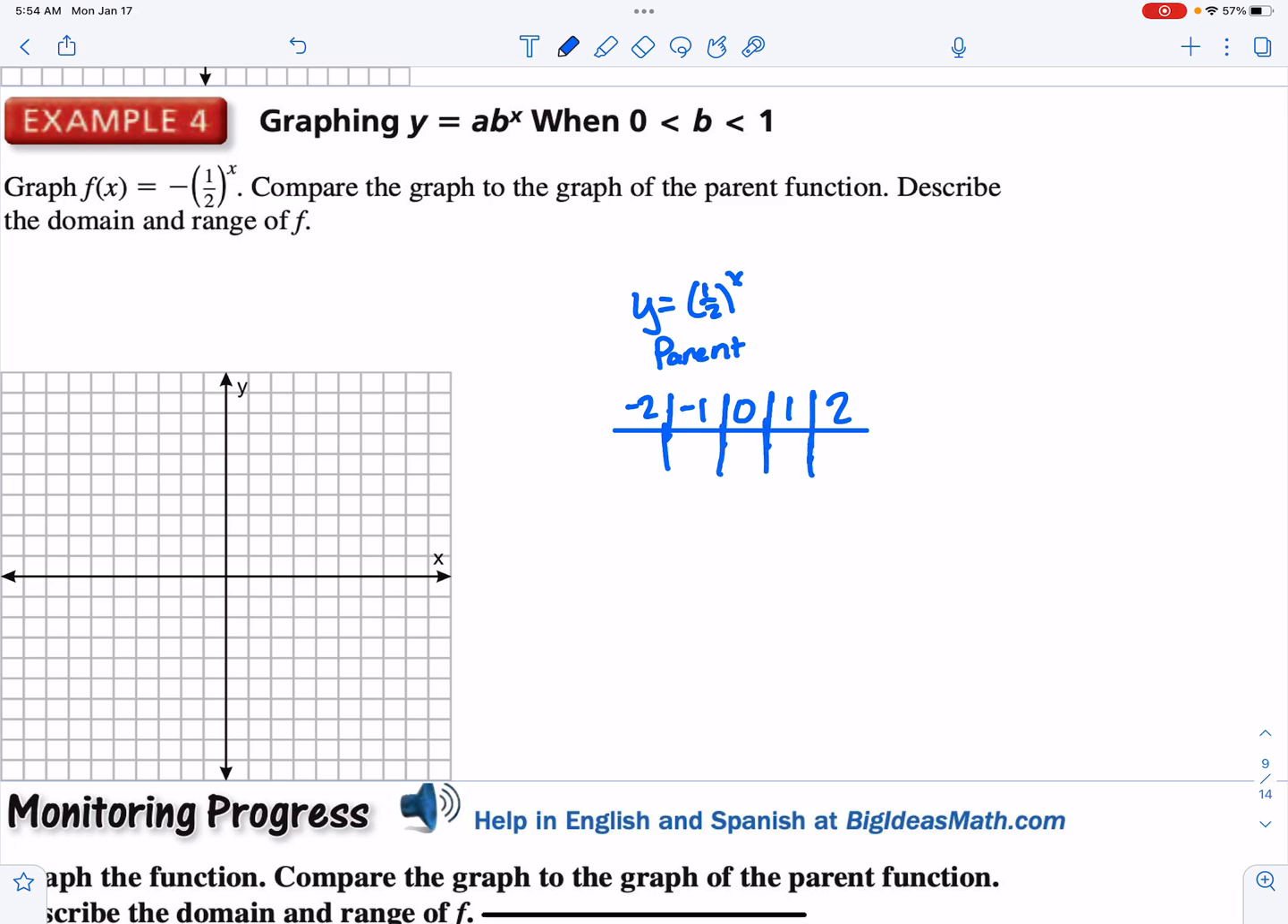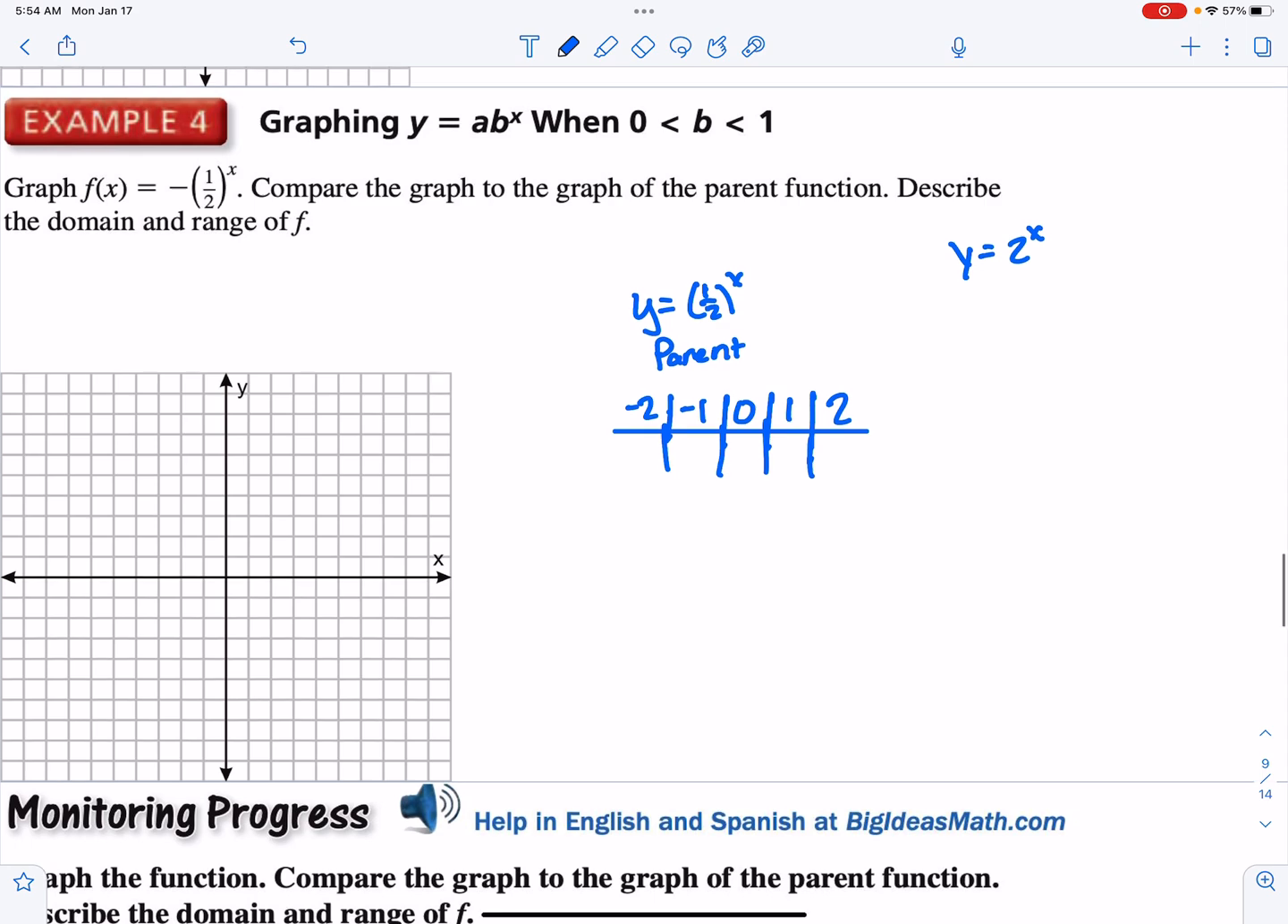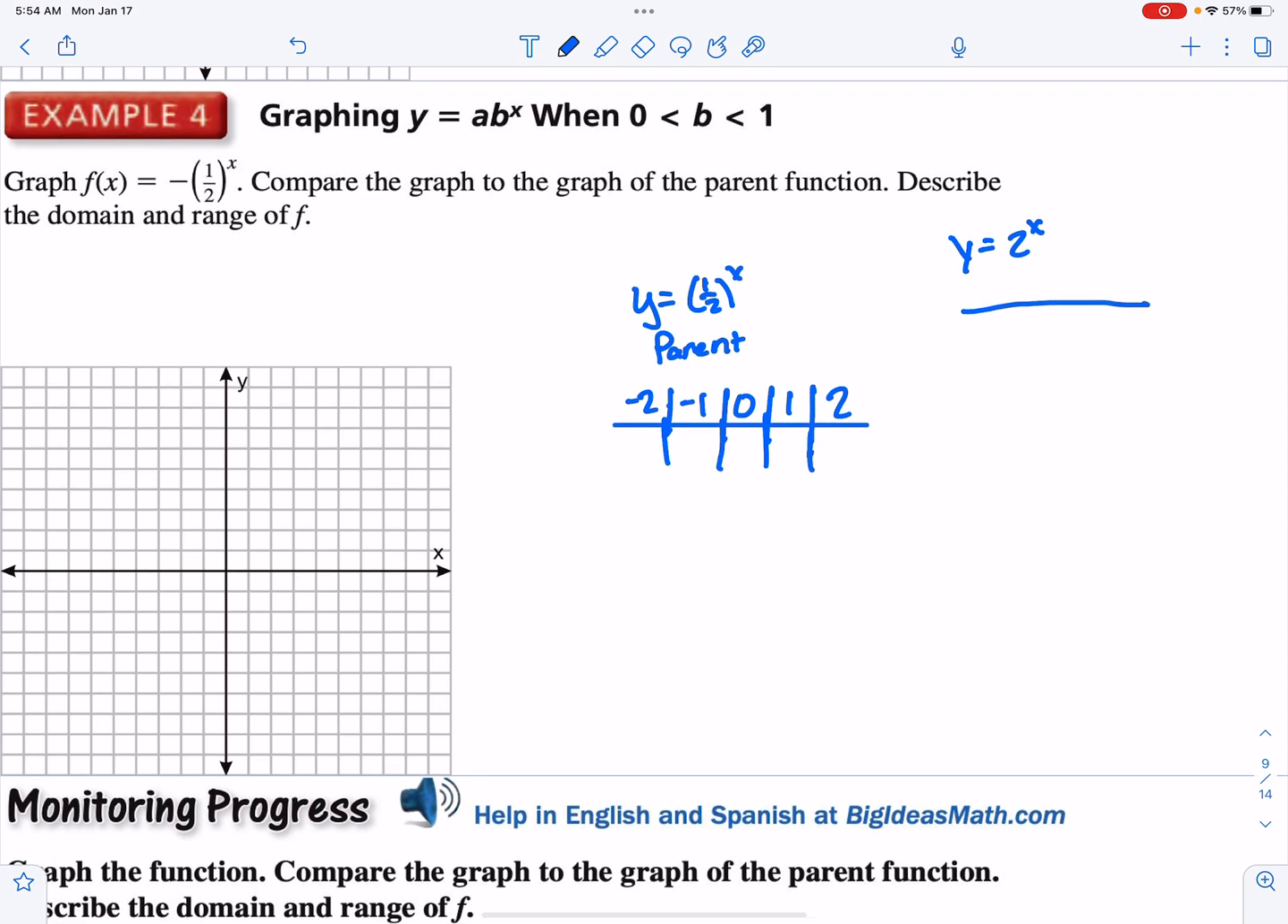Now, keep in mind, when we did the growth function, and I just slid past it, but you should have it in your notes. The growth function at -2, we were at 1 over 4. At -1, we were at 1 over 2. At 0, we were at 1. At 1, we were at 2. And at 2, we were at 4. So let's see what happens when we plug in these values.